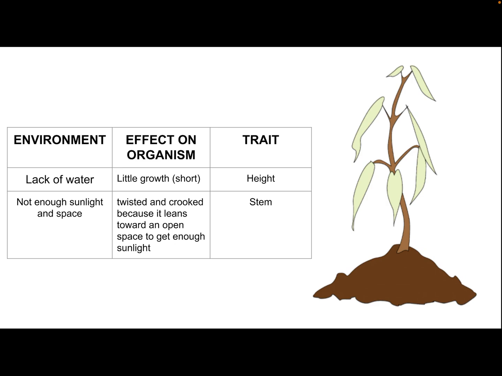It affects its height. It also did not have enough sunlight and enough space. There were too many things crowding it in. And because of that, it's going to be twisted. It could be crooked. It could lean towards an open space to try to get enough sunlight. And that is clearly affecting the stem, okay? If a plant has to twist and bend just to find sunlight, then it's affecting its physical traits.